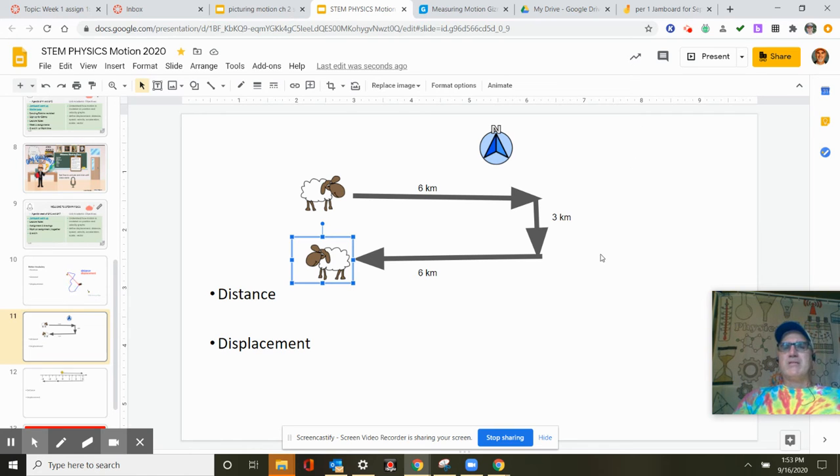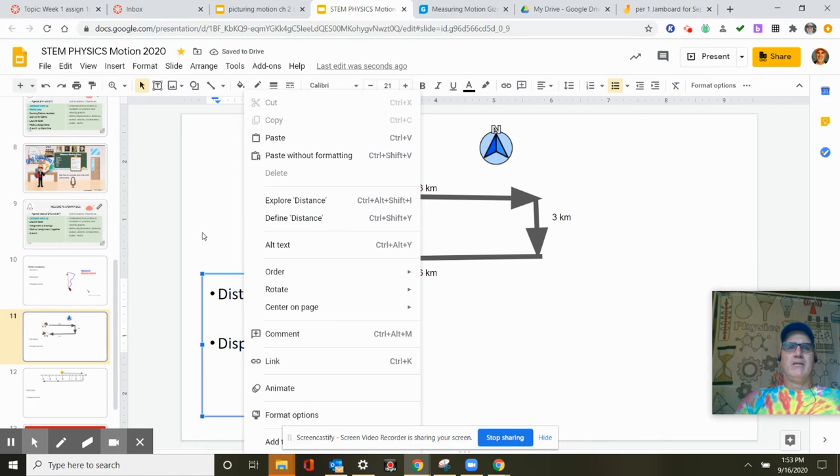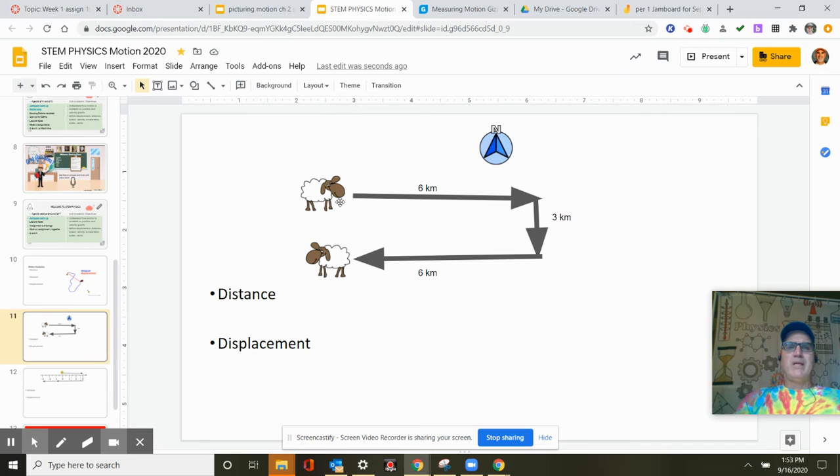All right, thank you for pausing the video. If you figured it out correctly, you would see that the sheep walked 6 plus 3 plus 6, which is 15. So distance would be 15. The displacement of the sheep, though, is how far the sheep is from where they started, and that would be 3 south. It has to have a direction, right? It would be 3 south.